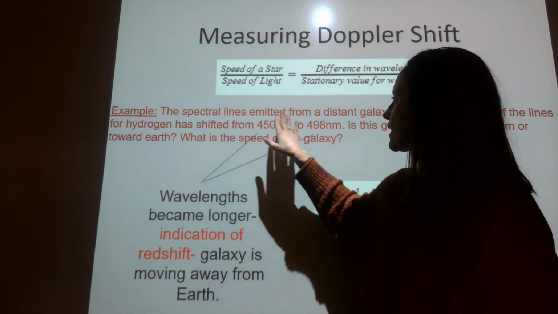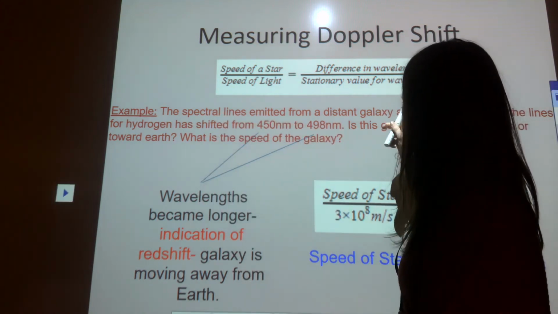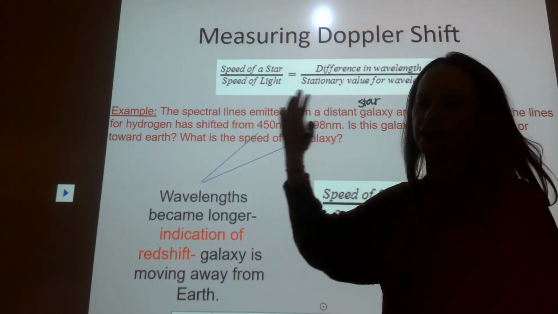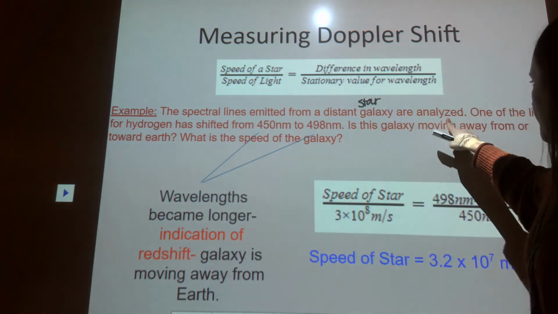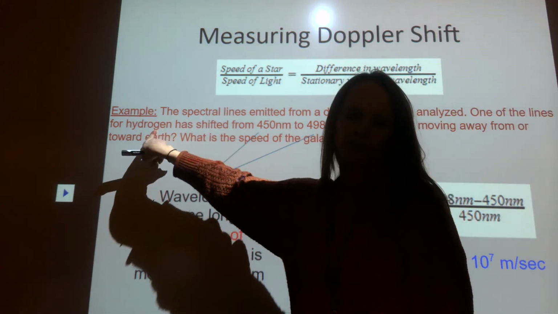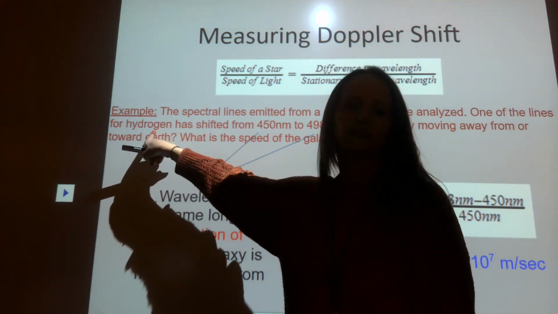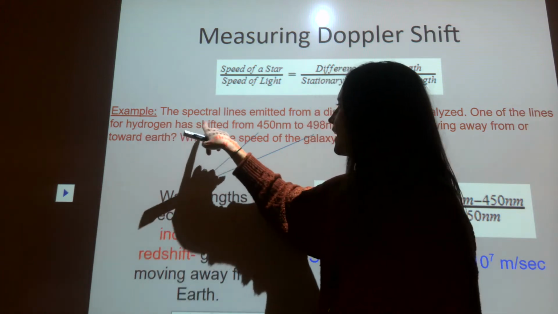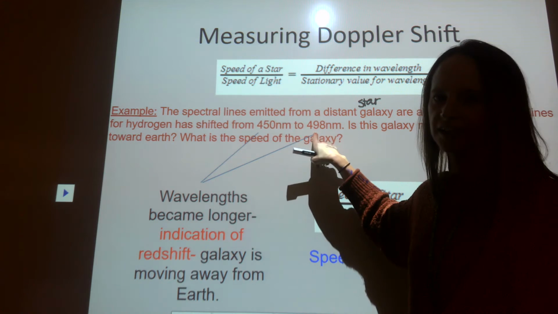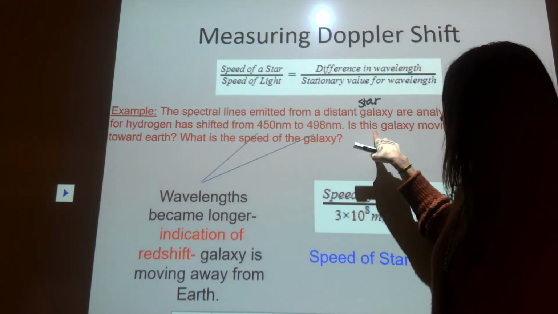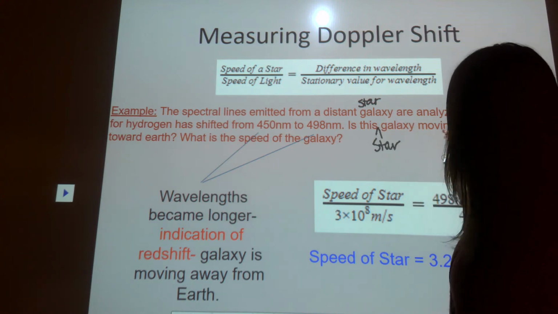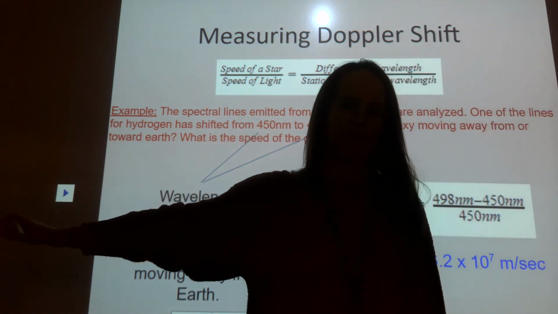Here's an example of where you would use that equation. The spectral lines emitted from a star in a different galaxy are analyzed. One of the lines for hydrogen, and remember those lines correspond to an element that the star is burning, has shifted from 450 nanometers to 498 nanometers. Is the star in the galaxy moving away or towards us?